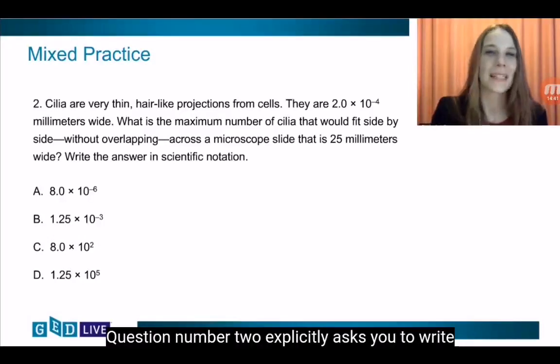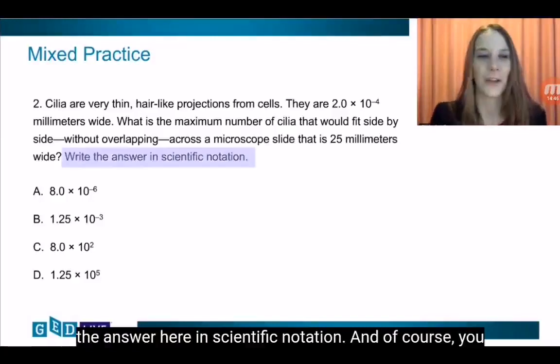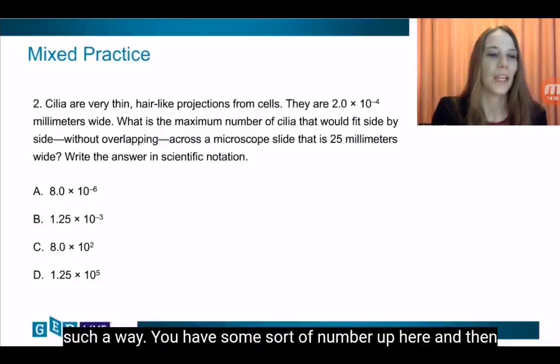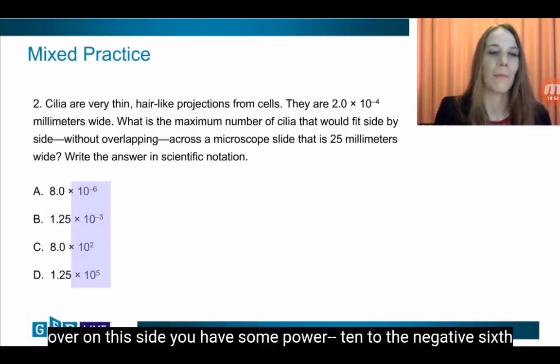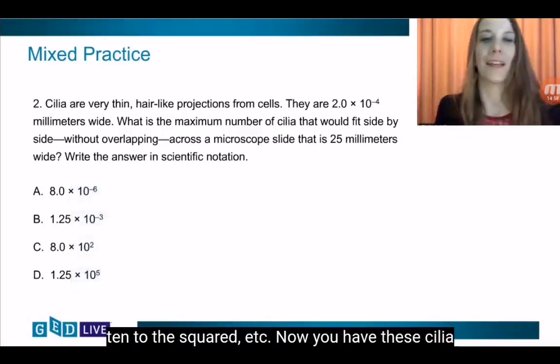Now, question number 2 explicitly asks you to write the answer here in scientific notation. And of course, you can see that all the answer choices there are written in such a way. You have some sort of number up here, and then over on this side, you have some power: 10 to the negative 6, 10 to the 2nd, etc.